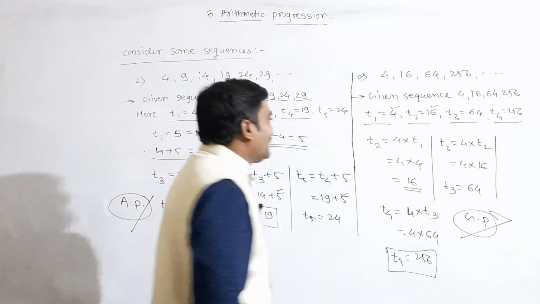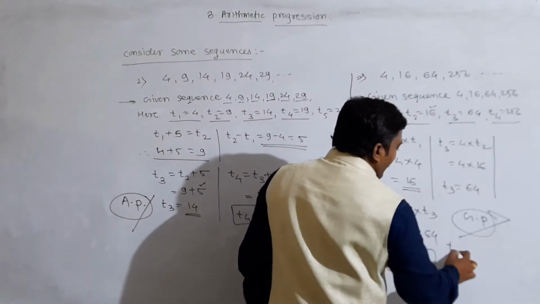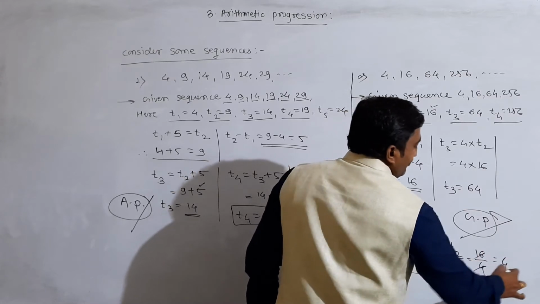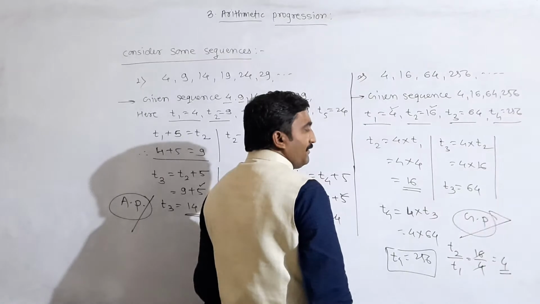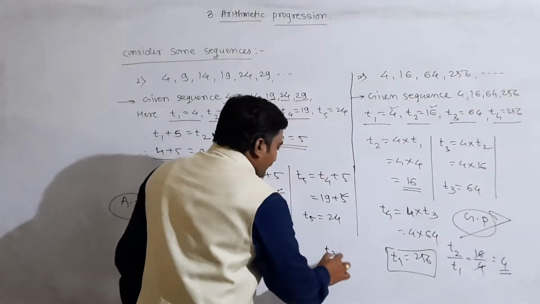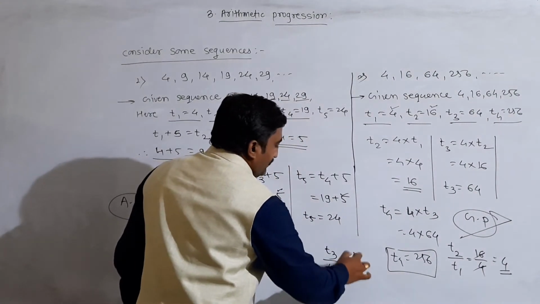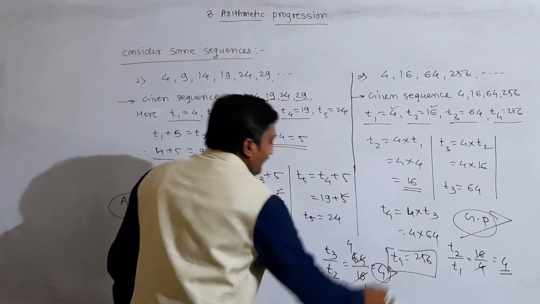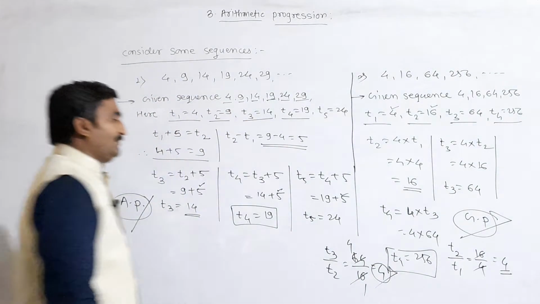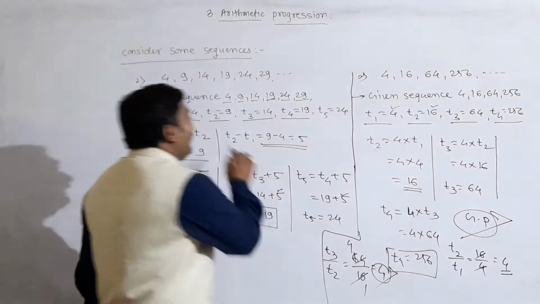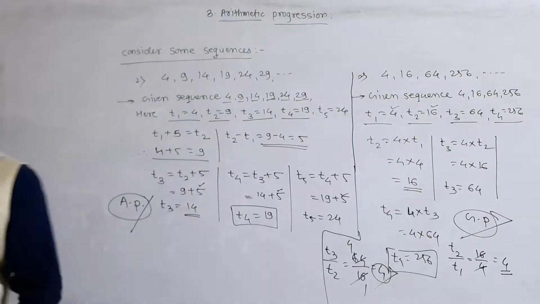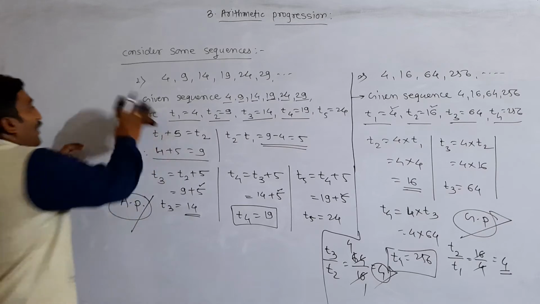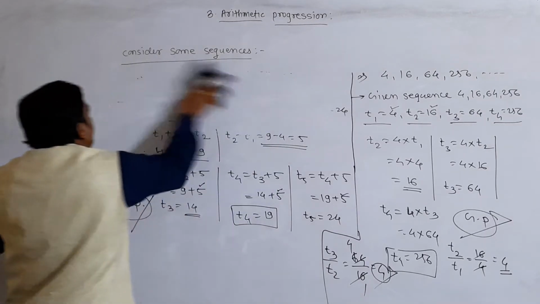How is the ratio constant? When we divide T2 by T1, 16 by 4, 4 4s are 16. When we divide T3 by T2, 64 by 16, 16 4s are 64. It means the ratio is constant. Therefore, this is called GP and this is called AP. So deeply we have to study arithmetic progression. So remember that. How can we define arithmetic progression?